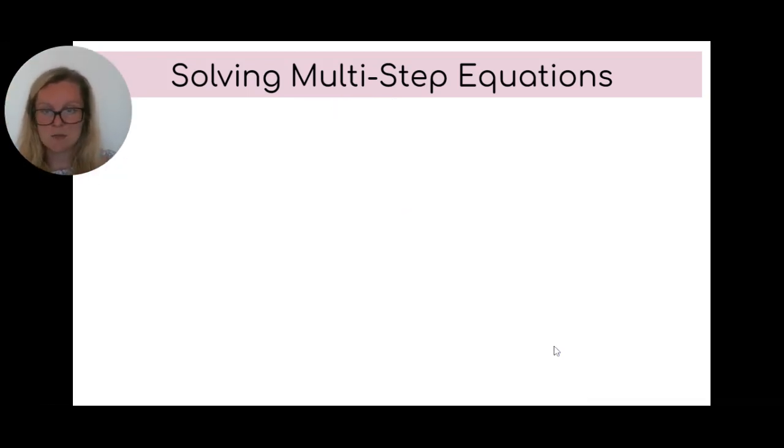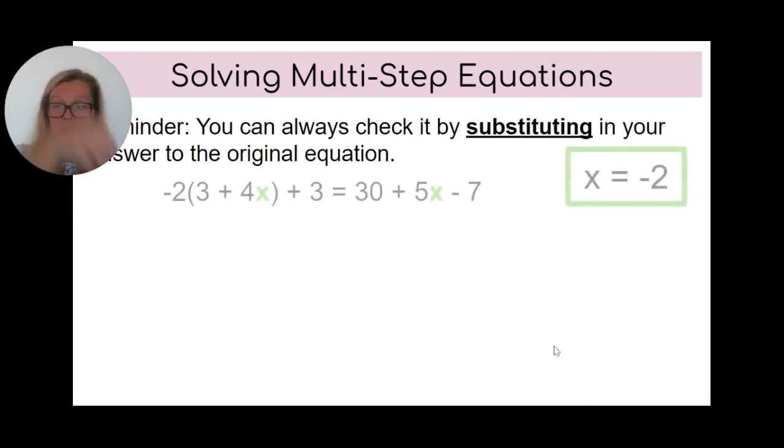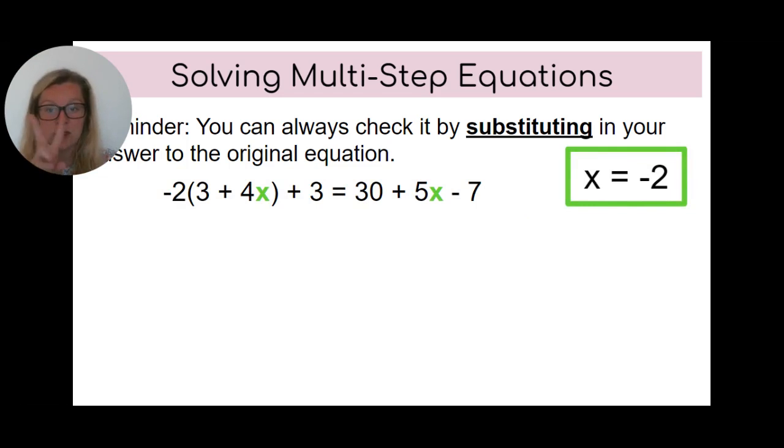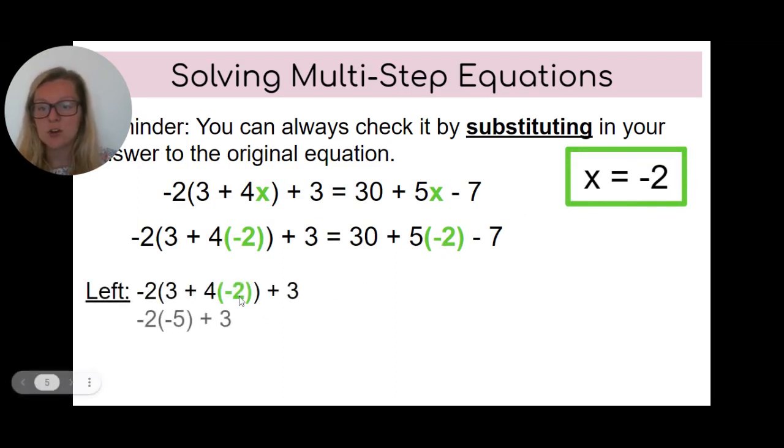So last thing I'm going to say before we leave, reminder, you can always check by substituting your answer into the original equation. So here are my x's. I'm going to take that -2 and plug it in here and here. Then I'm going to check the left side. I'm going to clean this up. 4 times -2 is -8. Plus 3 is -5. Multiply these two, we get 10, plus 3. Left side is equal to 13.